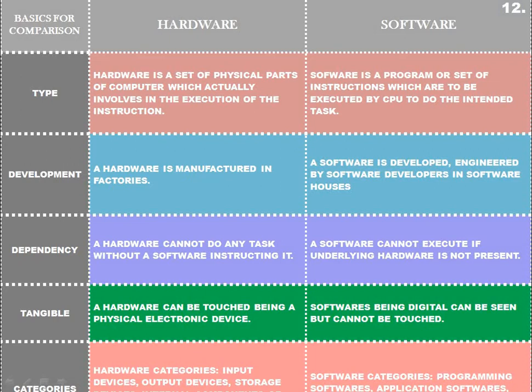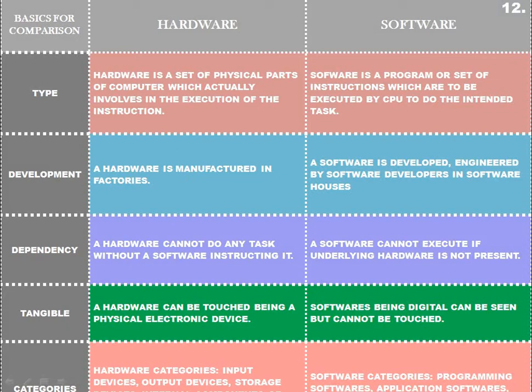The major differences between hardware and software components are: hardware is a set of physical parts of a computer which actually are involved in the execution of the instructions. Here specifically we are talking about the hardware component called CPU, central processing unit, or microprocessor, which is a chip which actually executes or processes the data. The opposite point would be that software is a program, a combination of sets of instructions which are to be executed by that CPU to do the intended task.